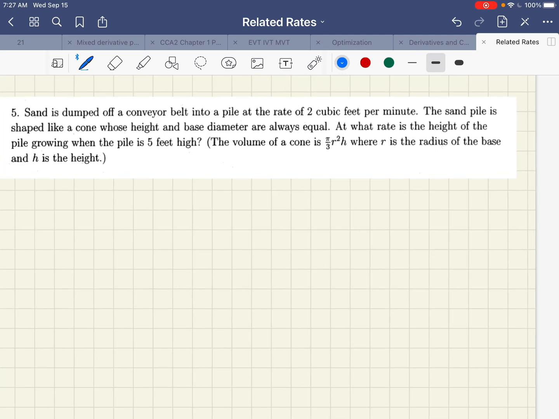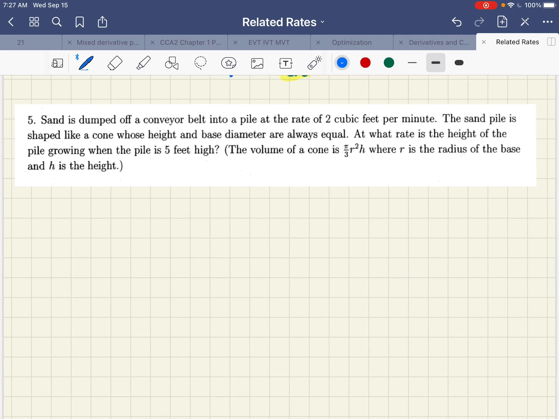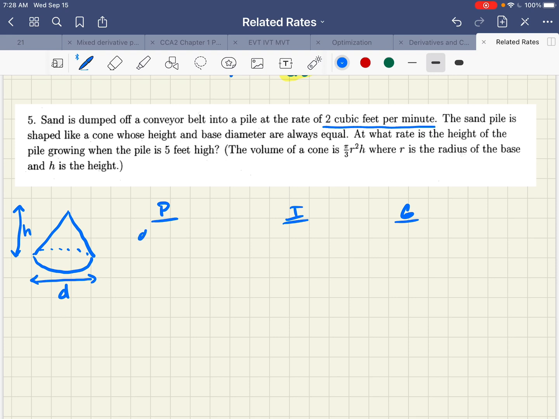So again, first thing I do is start with a picture of a cone. There's the height. There's the diameter. P, I, and G. All right, sand is dumped off a conveyor belt into a pile at the rate of 2 cubic feet per minute. That means the volume is increasing. So dV dt equals 2.